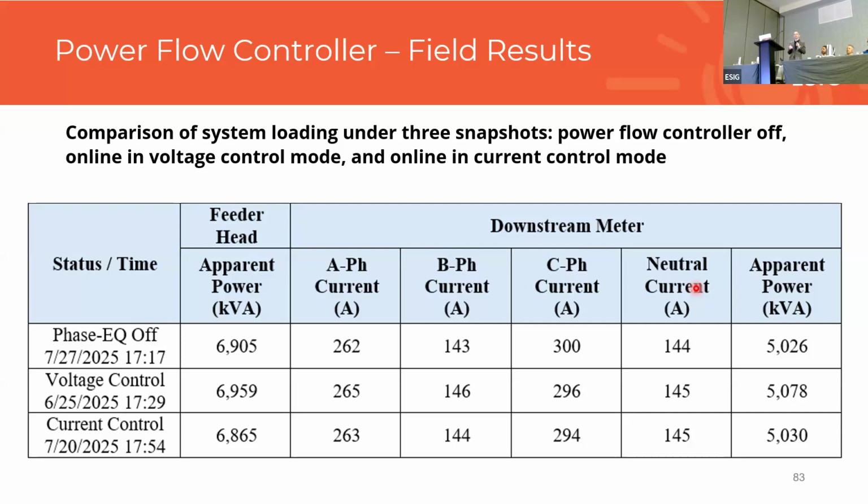And then neutral currents were all essentially in line, 144 to 145 amps. And these are at downstream meters now. And the apparent power, again, pretty consistent across the board. So looking at both the feeder head and a downstream meter point, we can see that these conditions were fairly well matched and should be a good candidate for the performance comparison that we were going for between control modes.